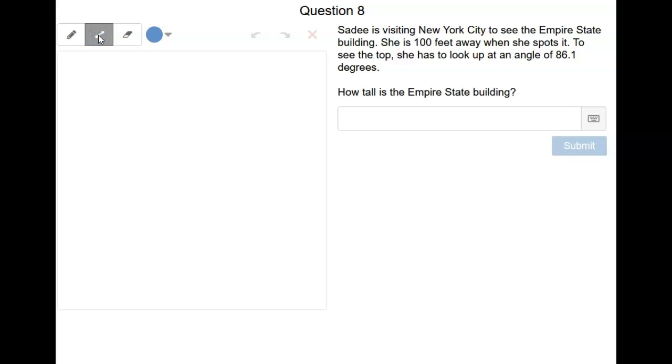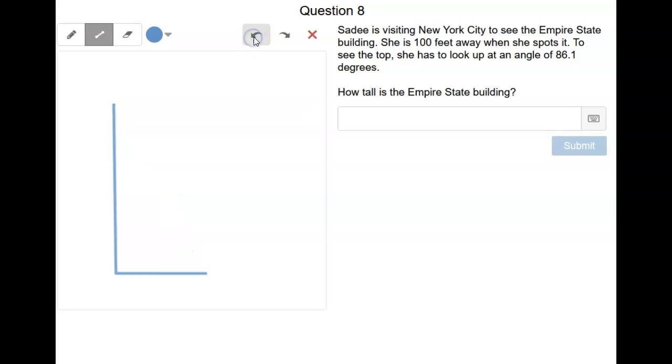So the first thing that we want to do is we're going to draw this out. So we're going to pretend like this is the Empire State Building. It's a pretty much exact replica. I know, I can draw really well. And Sadie is 100 feet from the base of this building. So we'll say that Sadie is about right here. And in order to see the top of the building, she has to look up at an 86.1 degree angle.